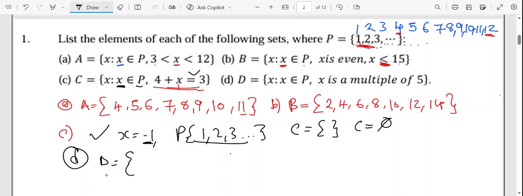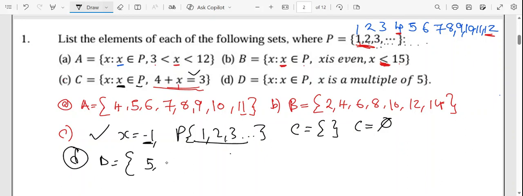Okay, so multiples are numbers you get when you multiply 5 by anything. We start with 5 times 1. 5 times 1 gives us 5. Again, 5 times 2, you go like that, 5 times 3, 5 times 4, 5 times whatever, infinite.